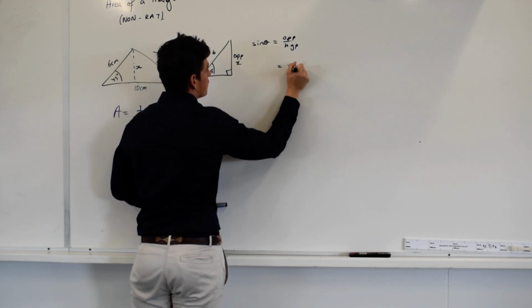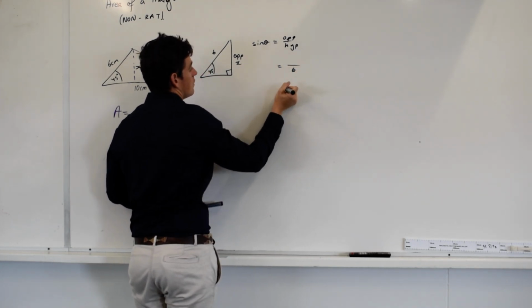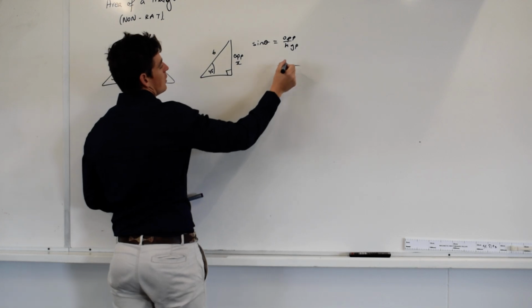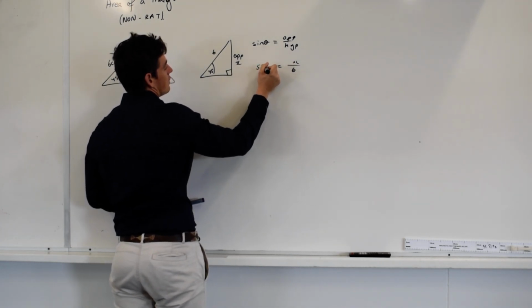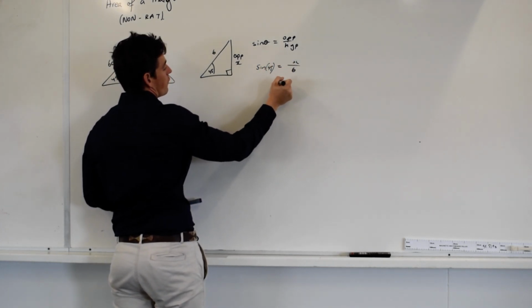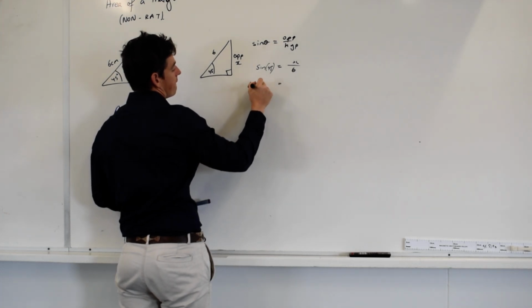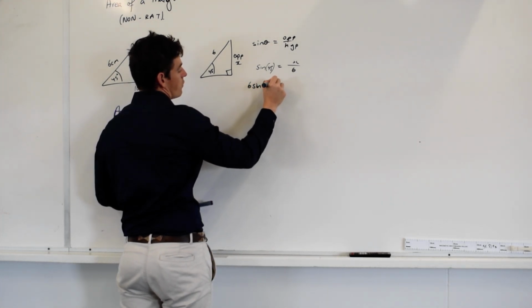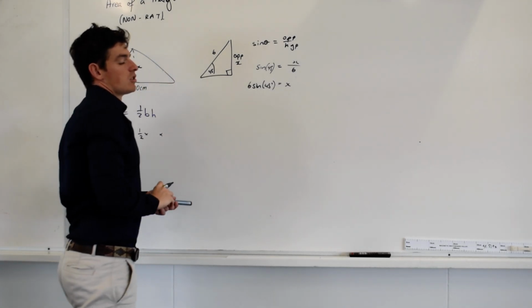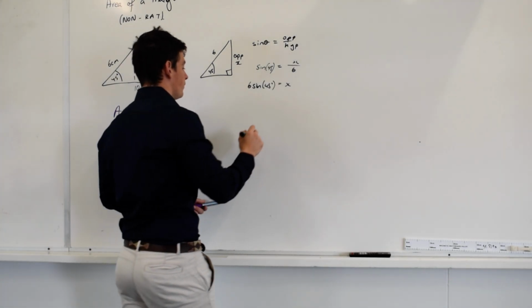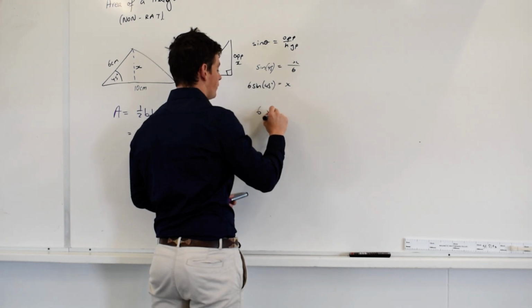What's my hypotenuse? 6. My opposite's x, and my angle is 45. Could I do this tech free or not? What's sine 45? 1 on root 2.